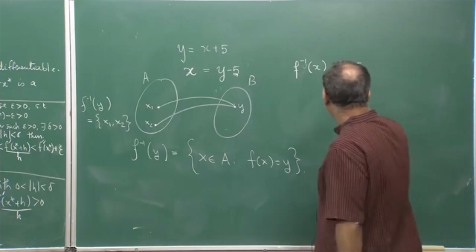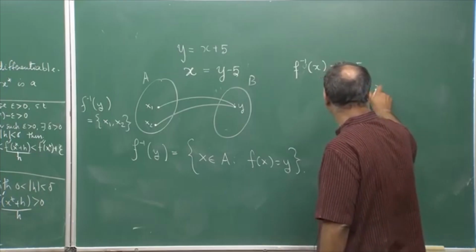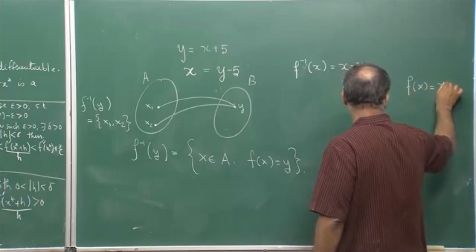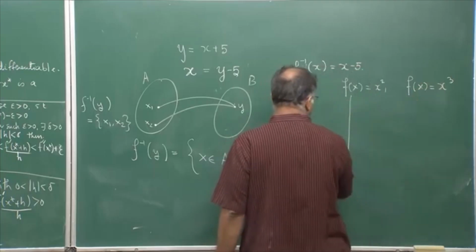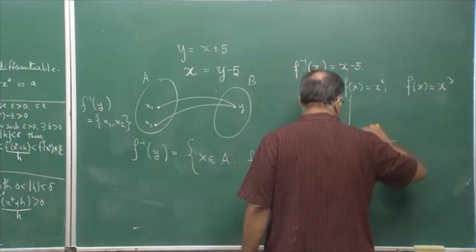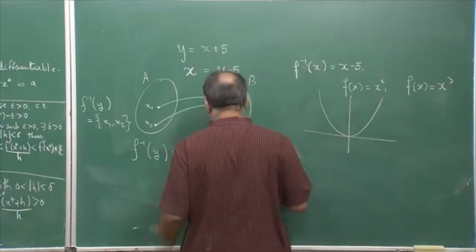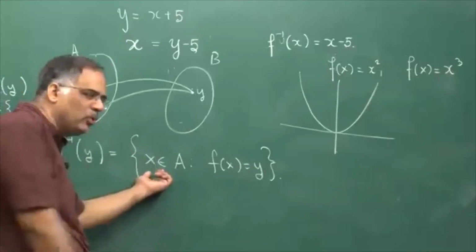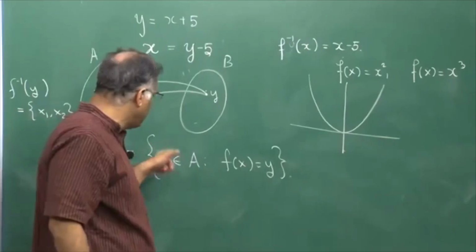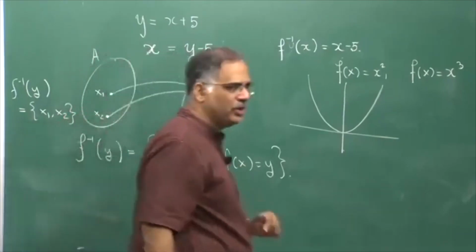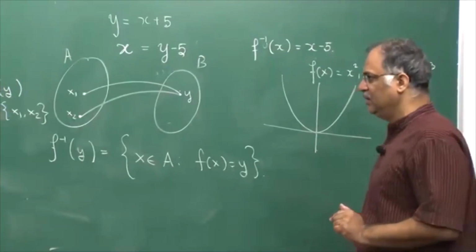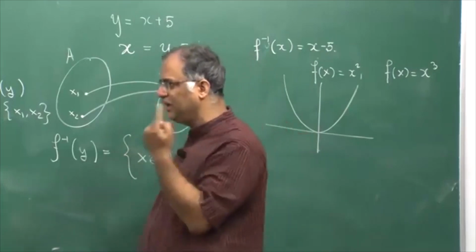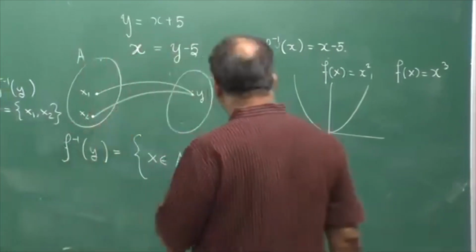For example, I take two simple functions, f(x) equal to x square and f(x) equal to x cube. Look at f(x) equal to x square. If for a given y the inverse image has more than one element, then this inverse is not a function; it is called a set valued map. But for every y in B, if the inverse image has only one element x corresponding to it, then we say that the function has an inverse.